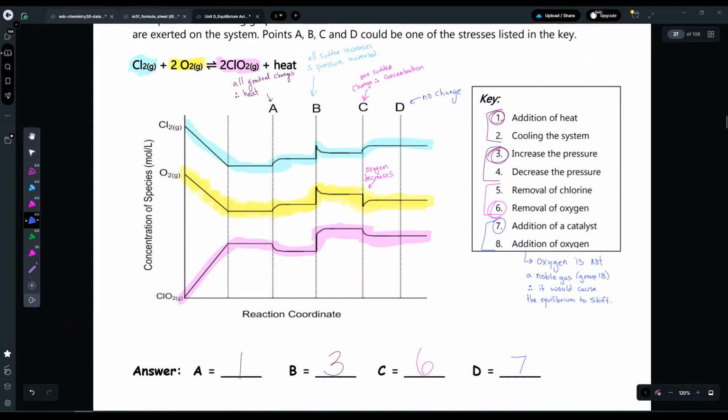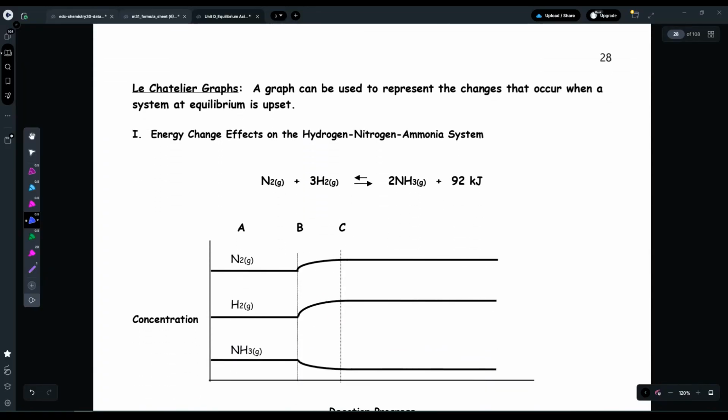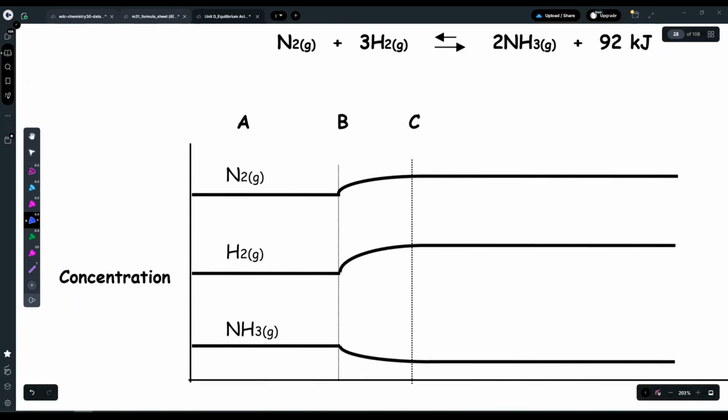All right, so that's that example there. So moving on, a graph can be used to represent the changes that occur when a system at equilibrium is upset. So in other words, if a stress is applied to a system at equilibrium. Okay, so we're going to talk about energy change effects on a hydrogen, nitrogen, ammonia system. Okay, so we know, looking at this graph, what is being represented here.